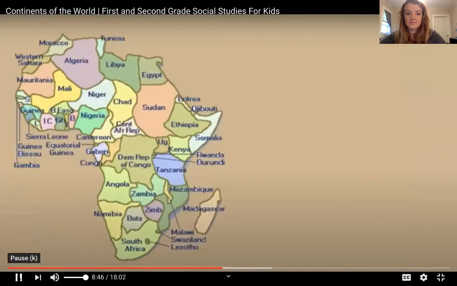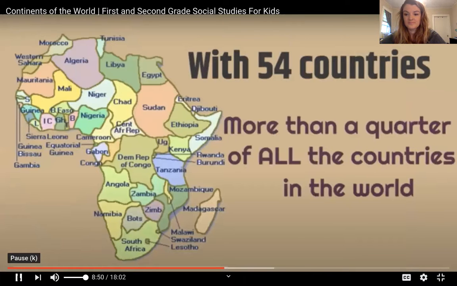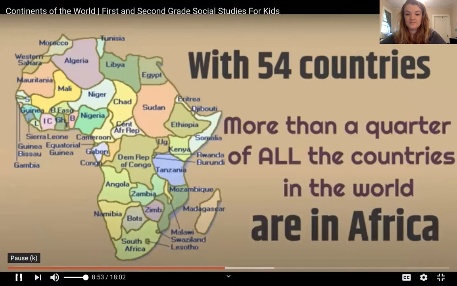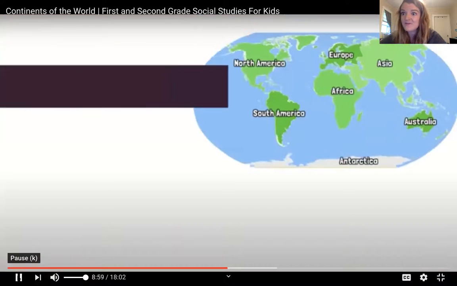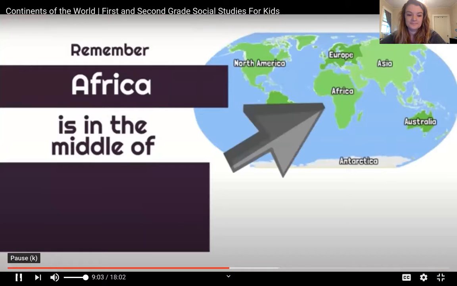And this is interesting. With 54 countries, more than a quarter of all the countries in the world are in Africa. That's a lot of countries, you guys. North America only has 3 major countries. They have 54. Remember, Africa is in the middle of the world map.